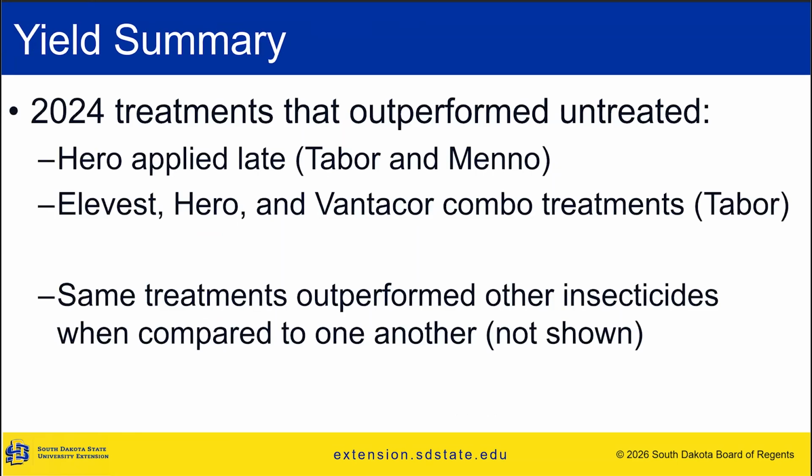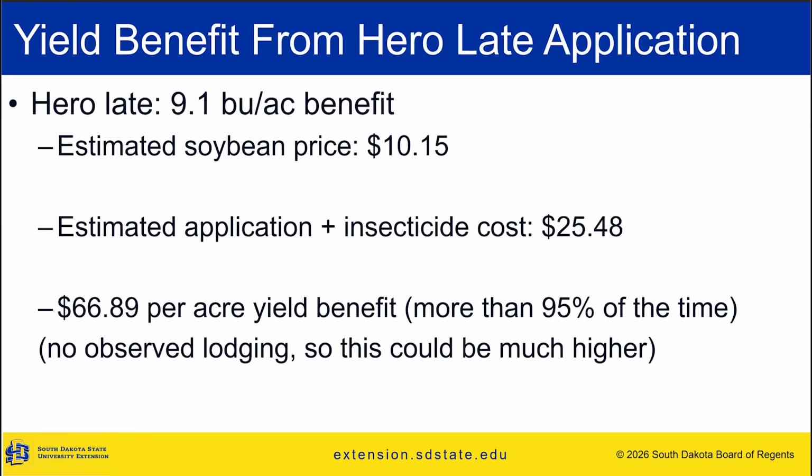And if it's statistically significant, that means 95% of the time you're going to see that result. If we look at the economics of it, and this is the part that I was most interested in when we were doing the research, because that was historically the reason why they said not to use insecticides, is that you just won't make any money. Well, this is using some old values now, but if we look at Hero, we had a 9.1 bushel per acre increase compared to the untreated control at a soybean price of just a little over $10, an estimated application plus insecticide cost of $25.48 an acre.